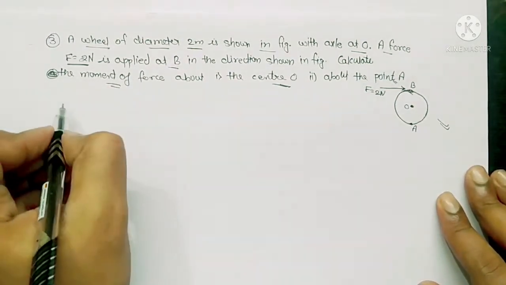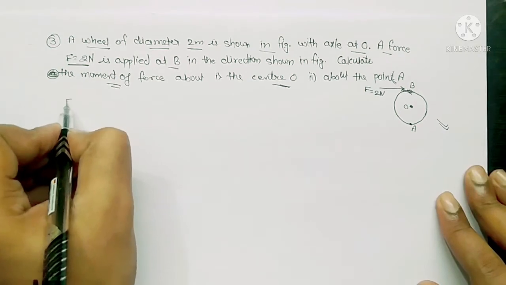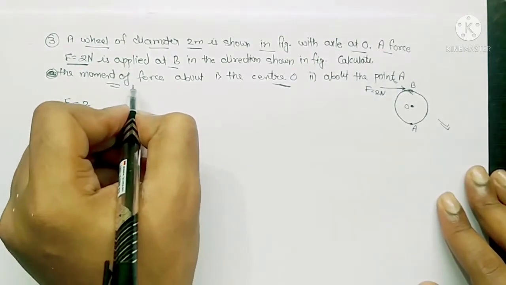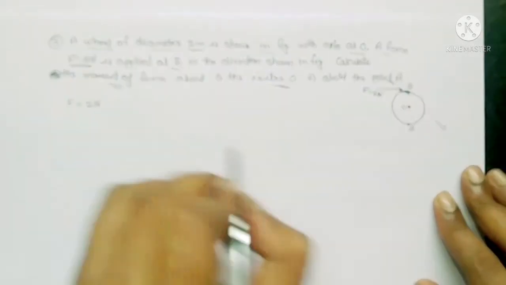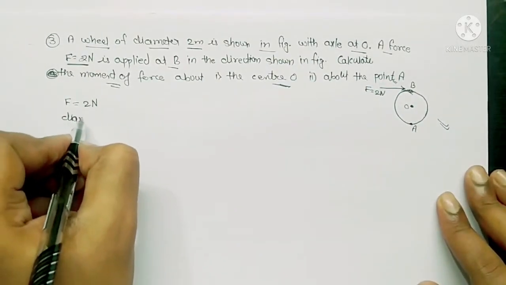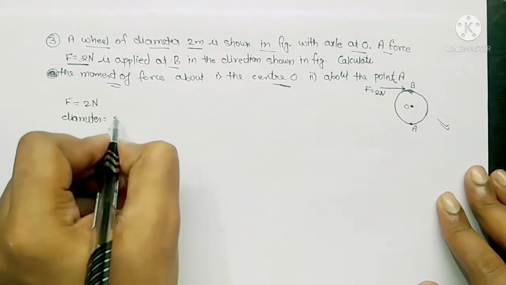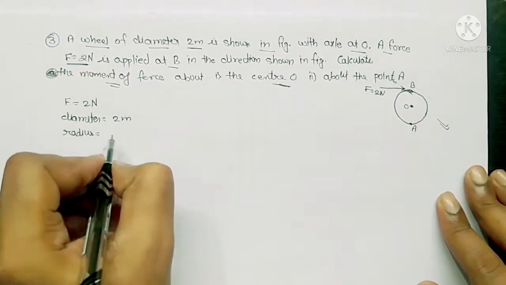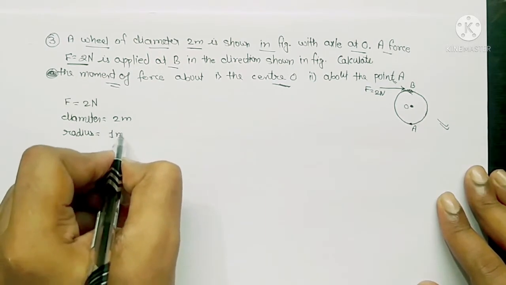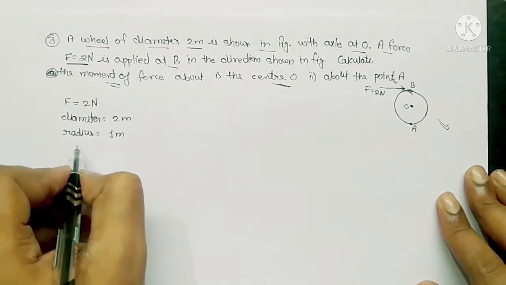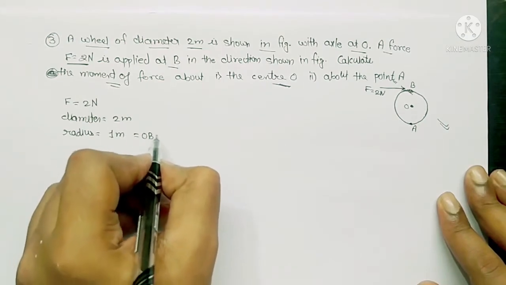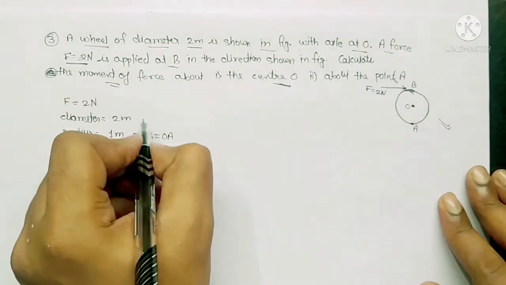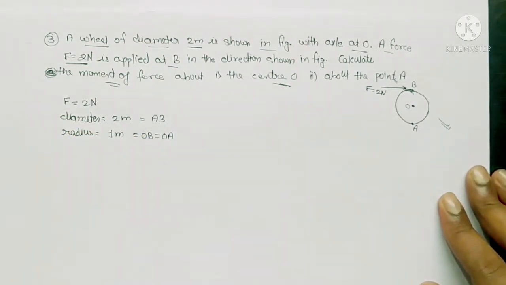So first we will write down the data. Force is nothing but 2 Newton, that is given in the diagram. Diameter is 2 meter. So definitely its radius will be simply half of that, that is 1 meter. And now what is radius in this case? It will be OB, or you can say OA. These are the radius. And the diameter will be simply AB.